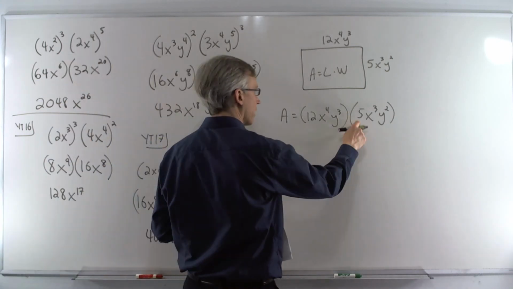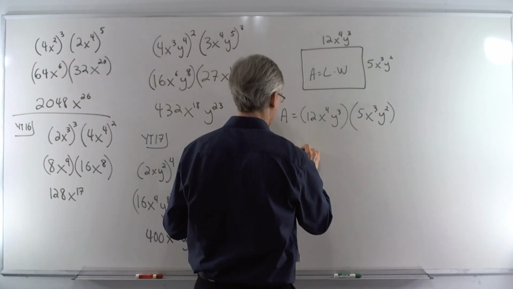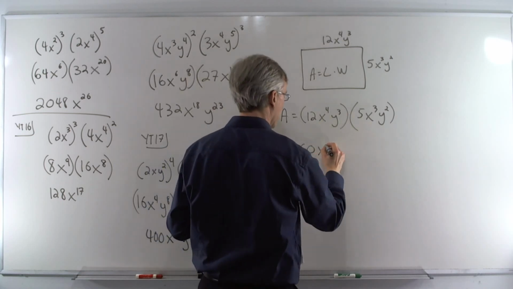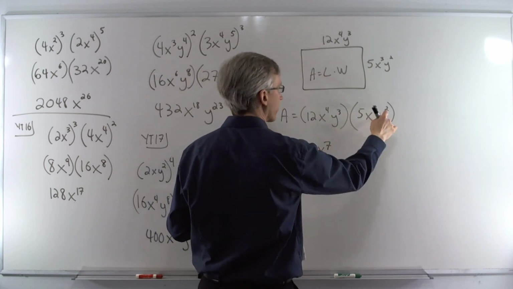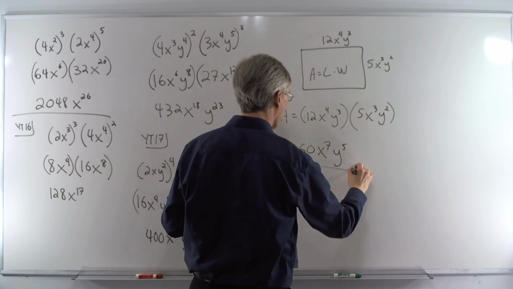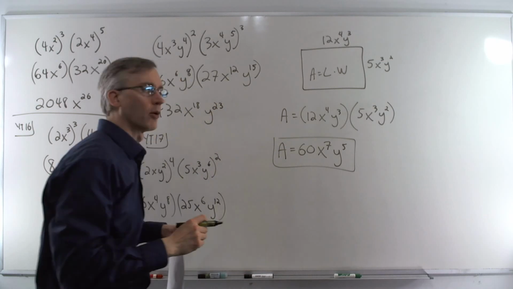12 times 5 is 60. X to the fourth times x to the third, x to the seventh. Y to the third times y squared is y to the fifth. So the expression for the area would be 60, x to the seventh, y to the fifth power.